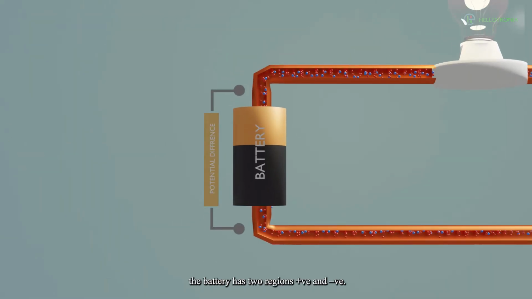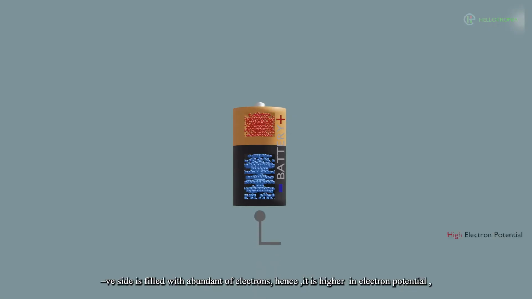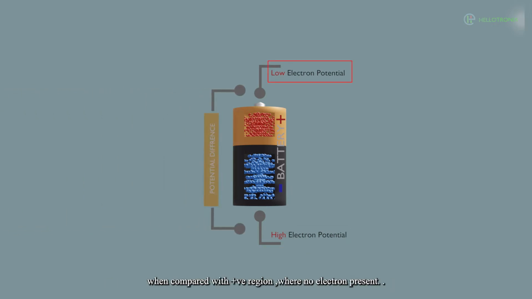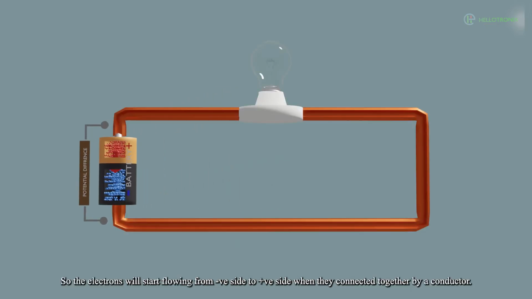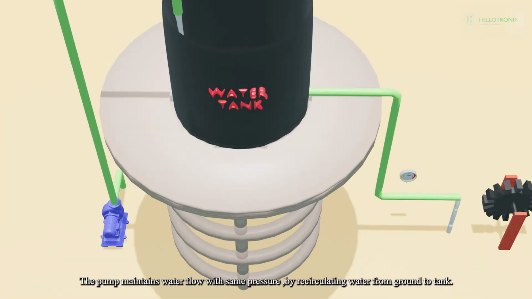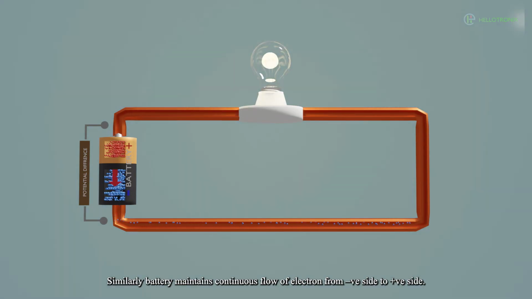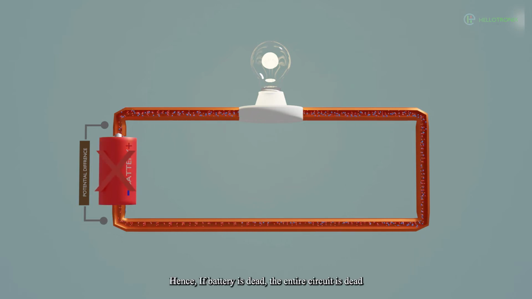In a battery, there are two regions, positive and negative. The negative side is filled with an abundance of electrons, hence it is higher in electron potential when compared with the positive region where no electrons are present. So, the electrons will start flowing from the negative side to the positive side when they are connected together by a conductor. Here, the battery acts as a pump in a water pipeline system. The pump maintains water flow with the same pressure by recirculating water from the ground to the tank. Similarly, the battery maintains continuous flow of electrons from the negative side to the positive side. Hence, if the battery is dead, the entire circuit is dead.